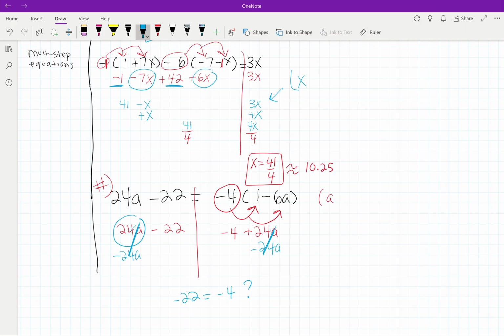Does this make sense? Negative 22 equals negative 4. This does not make sense. Another number can never equal another number. So this means the answer is no solution.